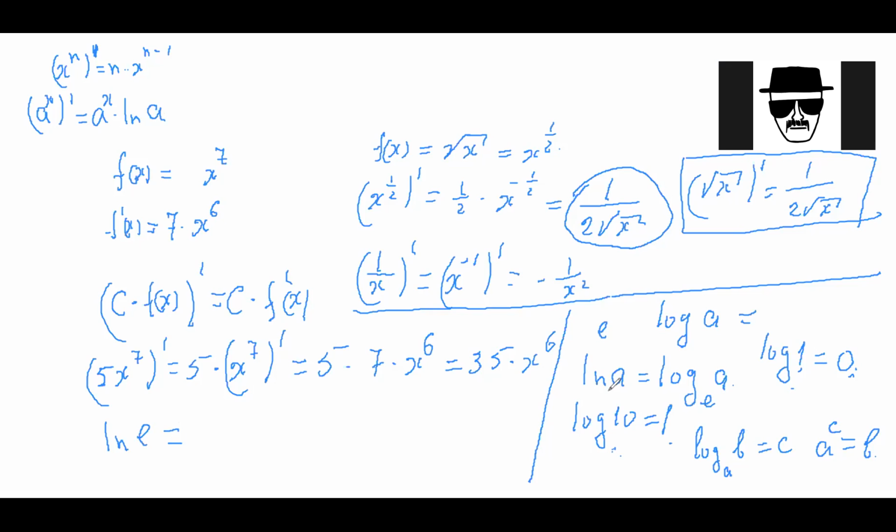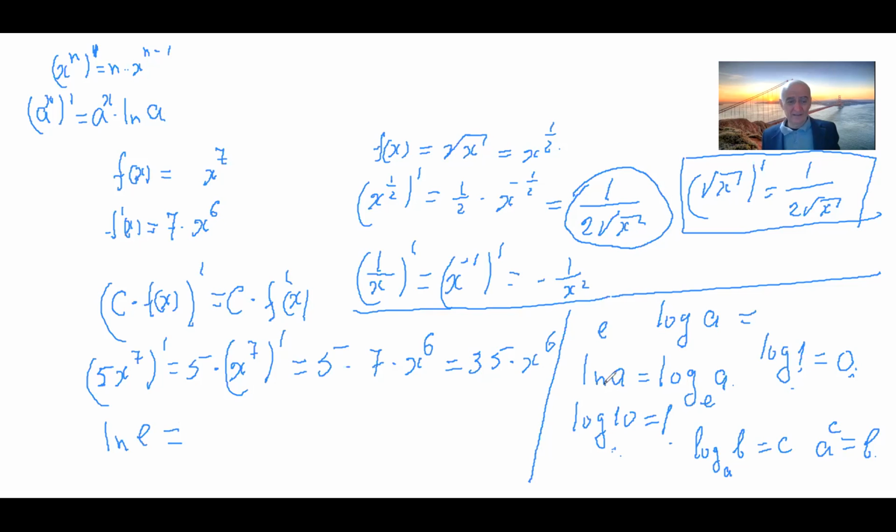Yes, ln e is 1, very good, Rati. It's 1 because ln is the logarithm with base e, and ln e is 1. And I told you that this number simplifies formulas, and this is such a case. It simplifies formulas, and if we have a to the power x, what is its derivative?